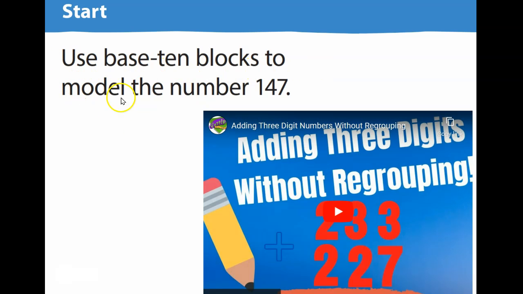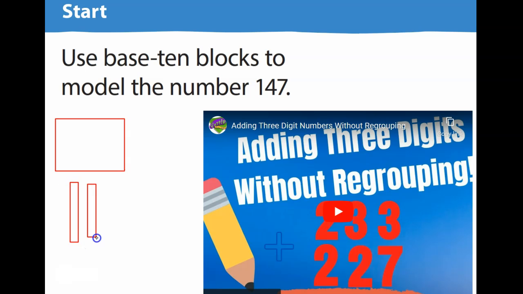Okay, so use base-10 blocks to model the number 147. I'm going to need one of these, right? With a whole bunch of little squares. That would be 100. And how many 10s am I going to need? 4. So that's the long ones that look like this. How many 1s am I going to need? 7. So 1, 2, 3, 4, 5, 6, 7. That's how you model it, okay?